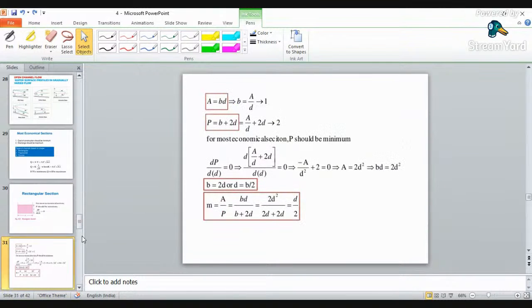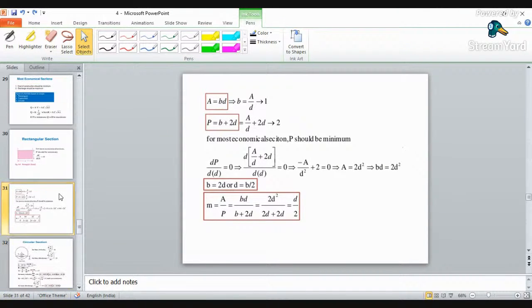Okay, so for the first section, when we go with the rectangular section, we get this condition that your width must be equal to 2 into depth. That is, B should be equal to 2 into depth, or depth should be equal to half of the width.